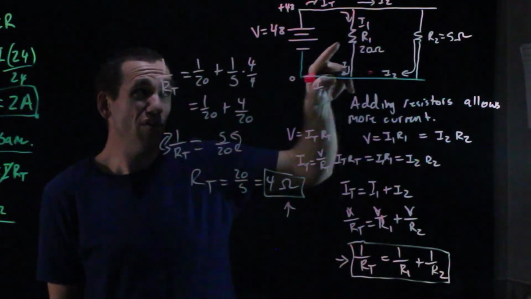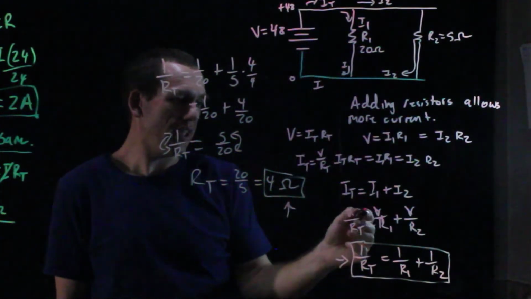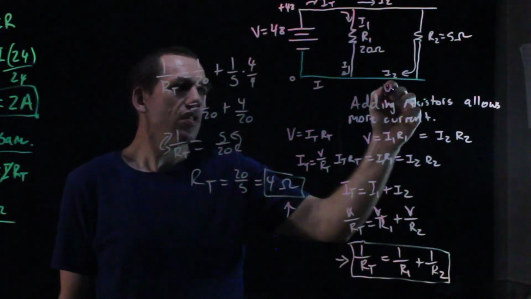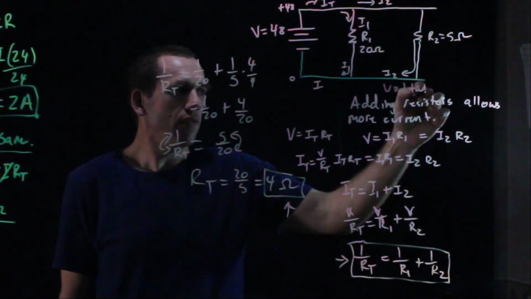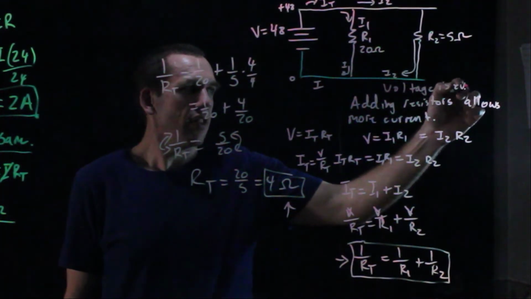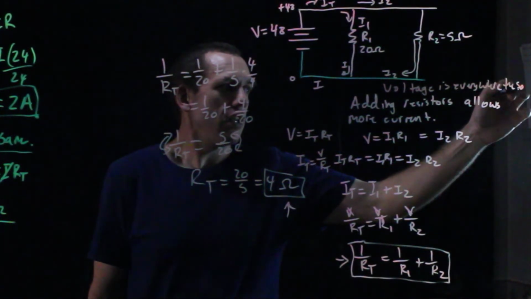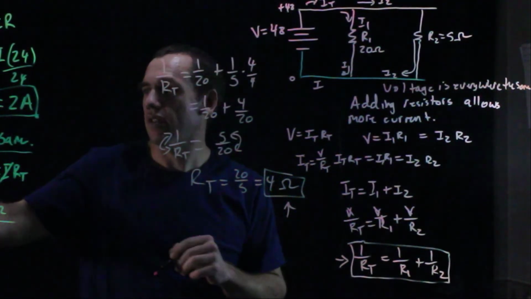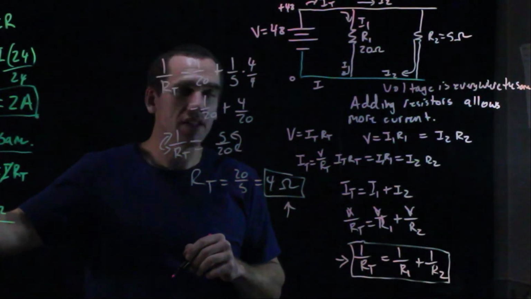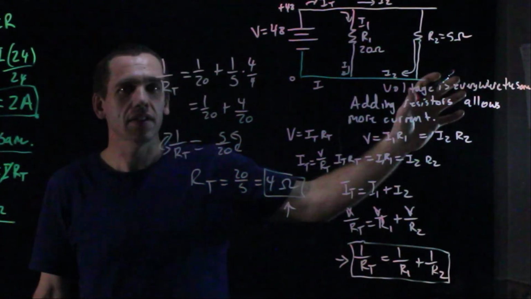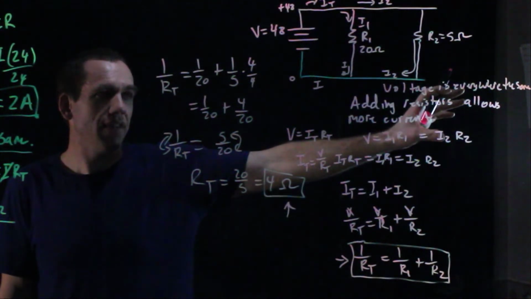Now, what is true in parallel circuits is this assumption right here: the voltage is everywhere the same. So that's a good one to know. Voltage is everywhere the same. Okay? So that's different than what we had in a series circuit. In a series circuit, we had current is everywhere the same. In a parallel circuit, we have voltage is everywhere the same.